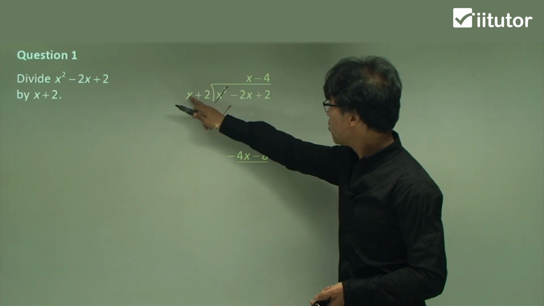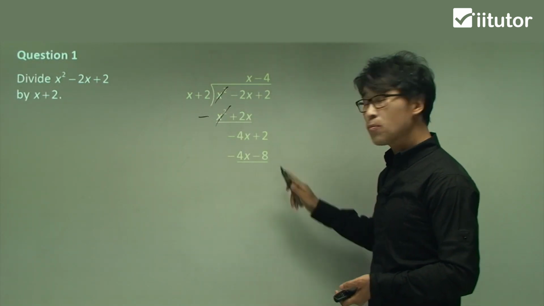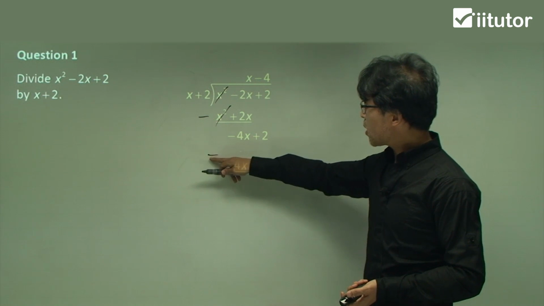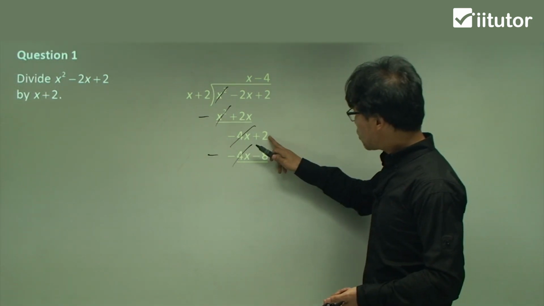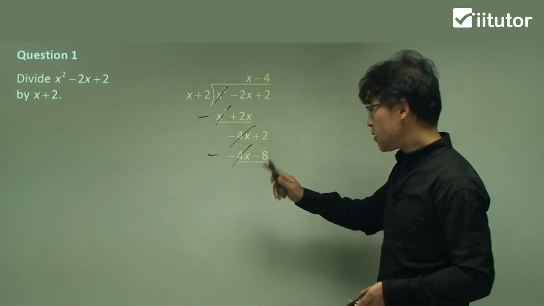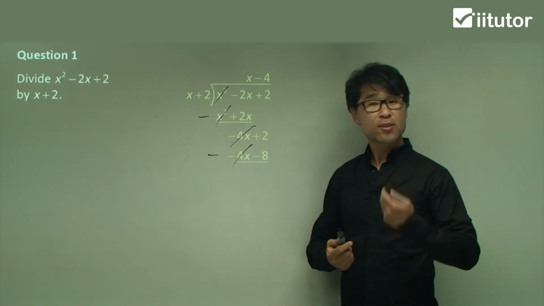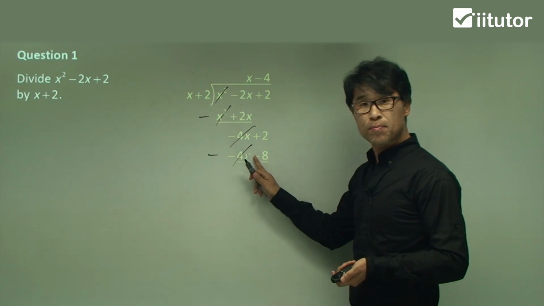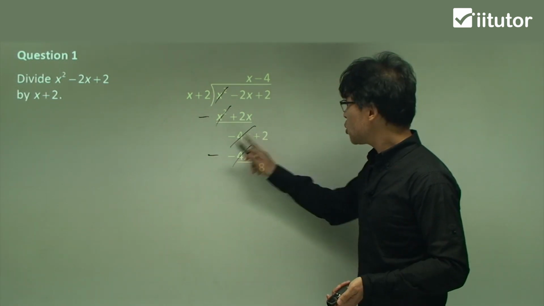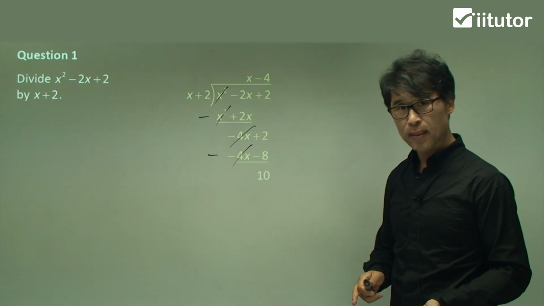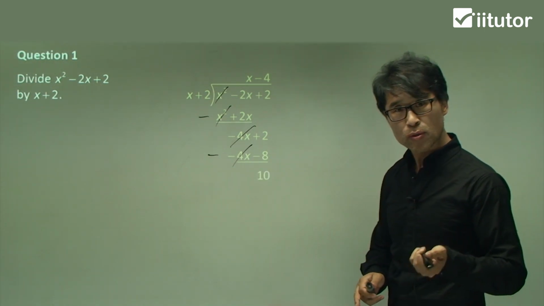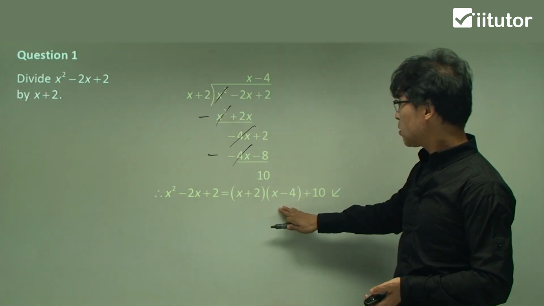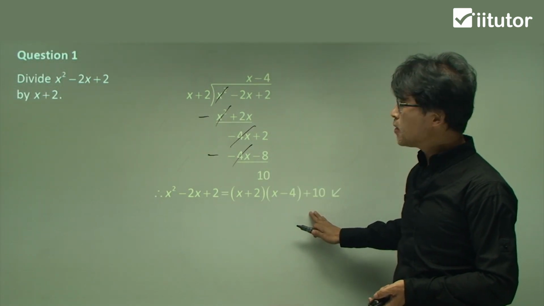Negative 4x minus 4 times 2 will become negative 8. And then, as usual, guys, subtract them. It's gone. 2 minus minus 8. Everyone, this is where most of my past students' silly mistakes were coming from. Minus, minus makes plus. So it's actually 2 plus 8. It should be 10. Just be careful at this point. And then write the result: this equals the divisor times the quotient plus the remainder. Easy peasy. So that's the first question.